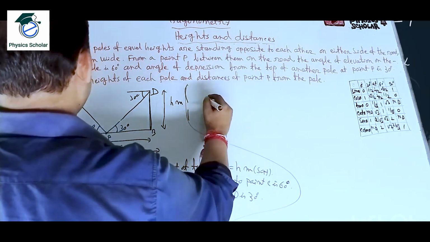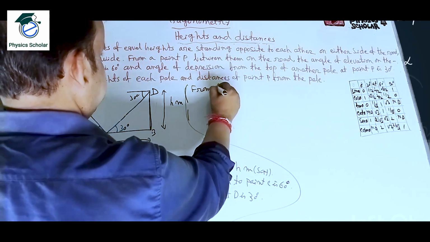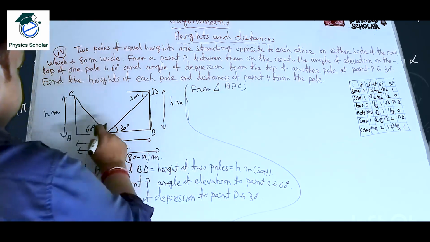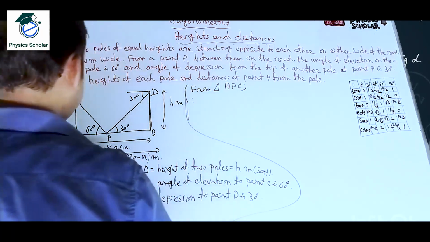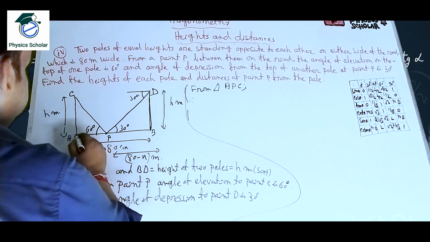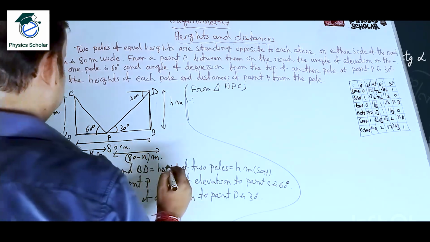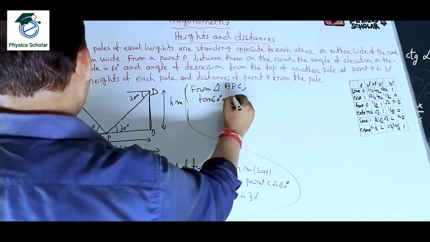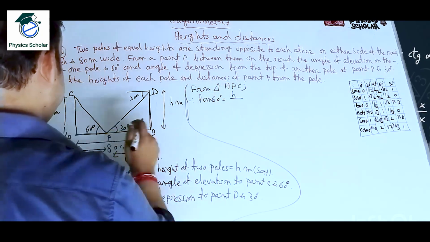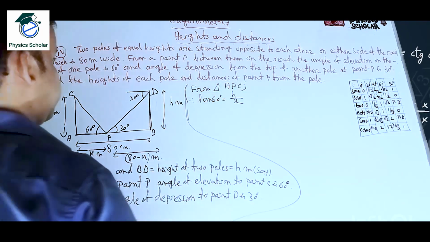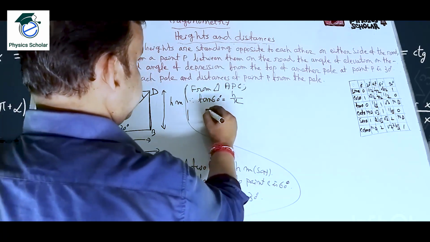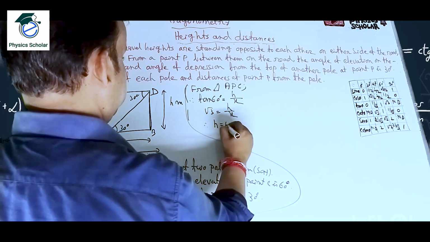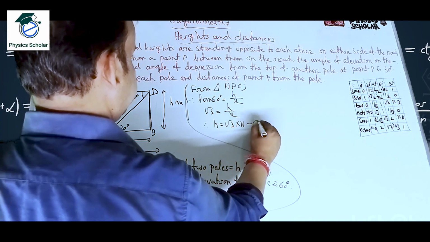From triangle APC, this triangle. Clear? What do we know? Tan 60 degrees is equal to perpendicular by base, that means h by x. Clear? Tan 60 degrees is root 3, which equals h by x. So h is equal to root 3 into x. This is equation number 1.